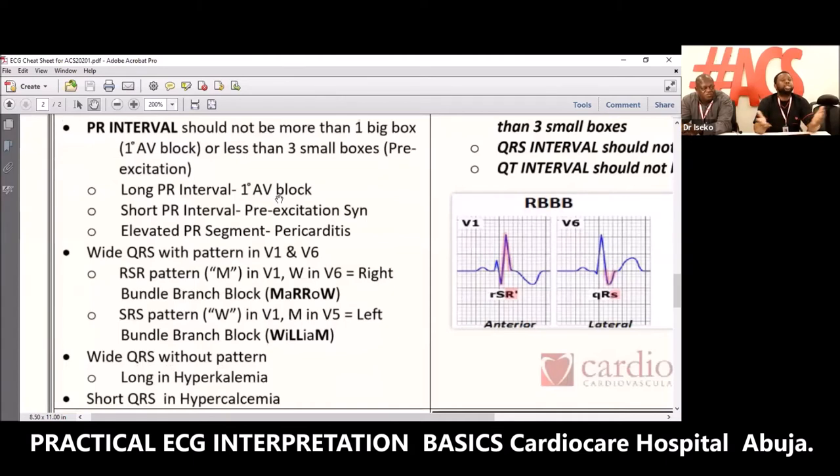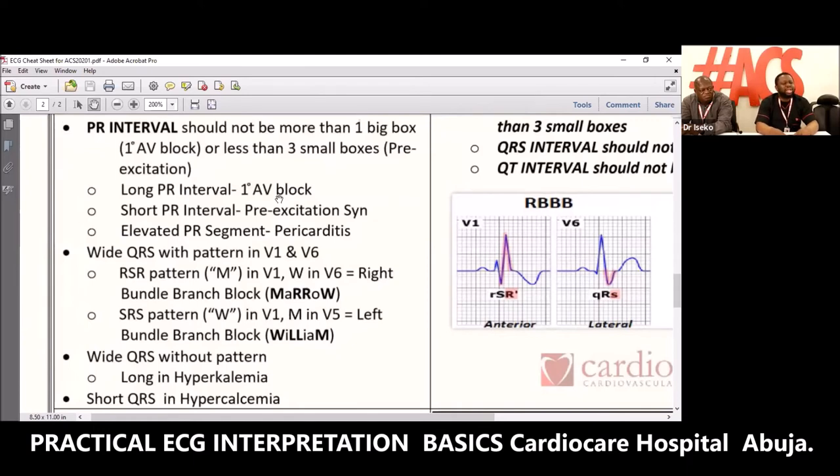It should not be shorter than half a box, and it should not be bigger than one box. Now, we go to the QRS. The QRS typically should not be longer than 120 milliseconds, which is three small boxes. QRS should not be longer than three small boxes.